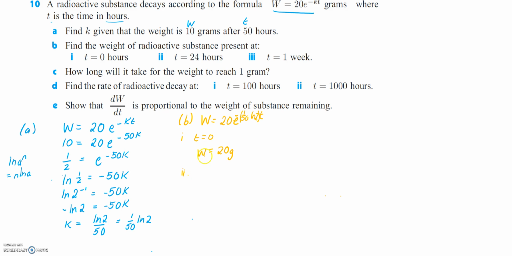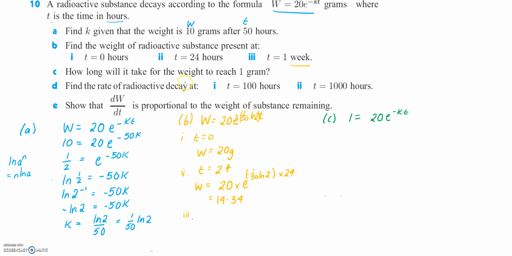Okay, now when t equals 24, we'll do the same thing. So w equals 20 times e to the minus 1/50th ln 2 times 24. And on our calculator, 14.34. And for number 3, you just have to make sure they've set it as 1 week. So how many hours in 1 week? And then substitute that in.